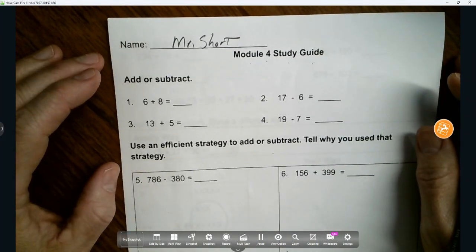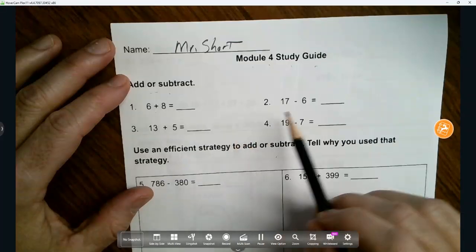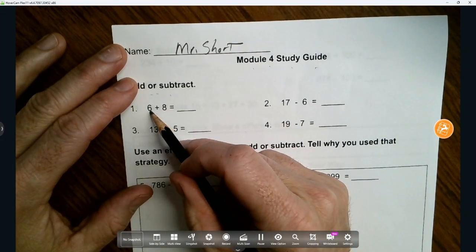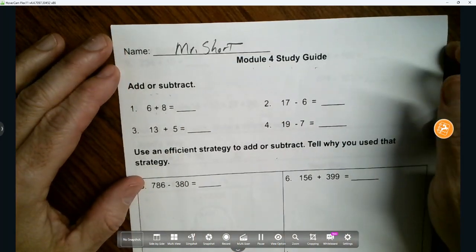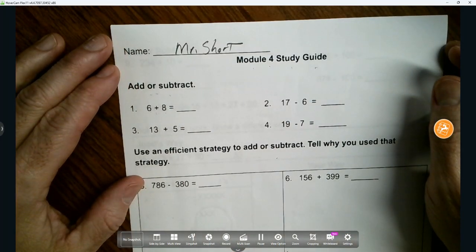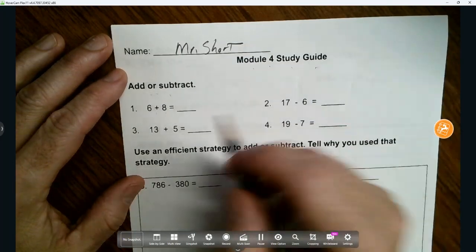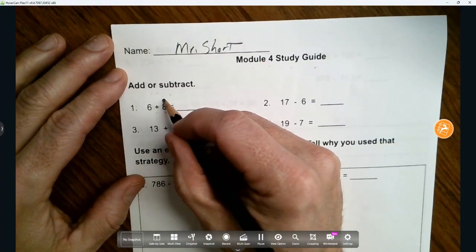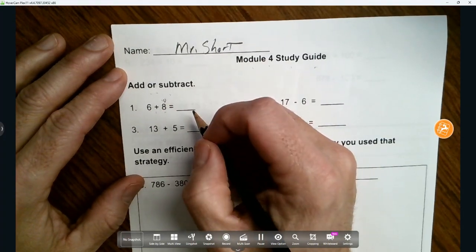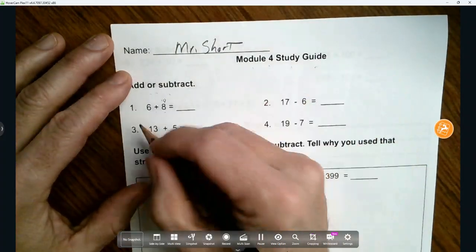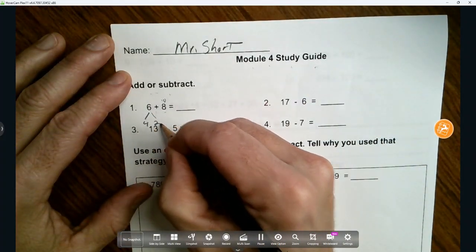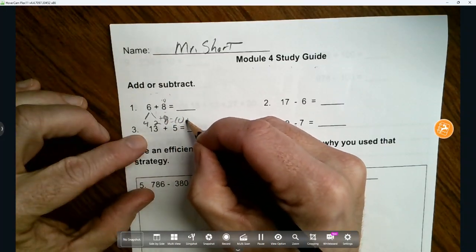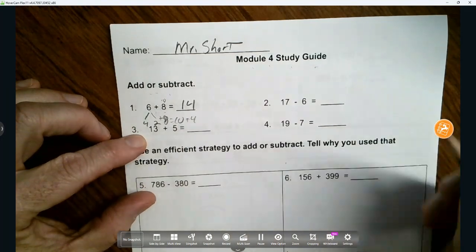All right, let's look. It says we're going to add or subtract. So we really need to pay attention to what it's asking us to do right now. So we need to add 6 plus 8. What is 6 plus 8? If I have 8 and I add 2, that puts me at 10. And that leaves me with 4 over here. So now I have 4 plus 10. So if I break this into 4 and 2, plus 8 right there, that gives me 10. Plus that 4 gives me 14.